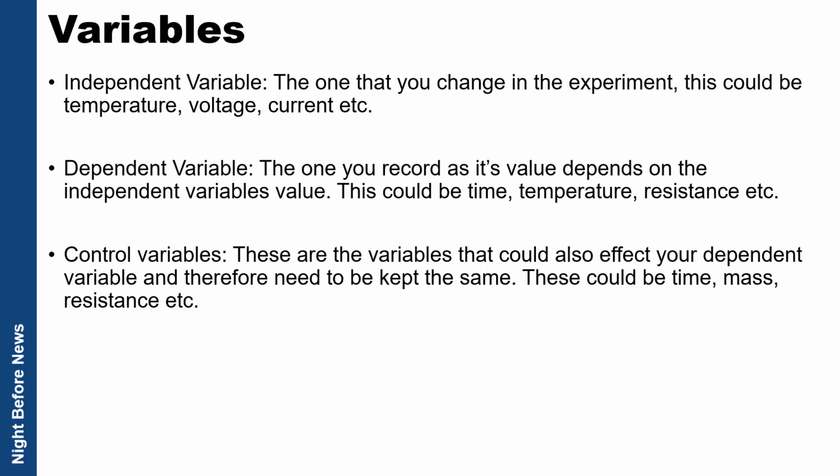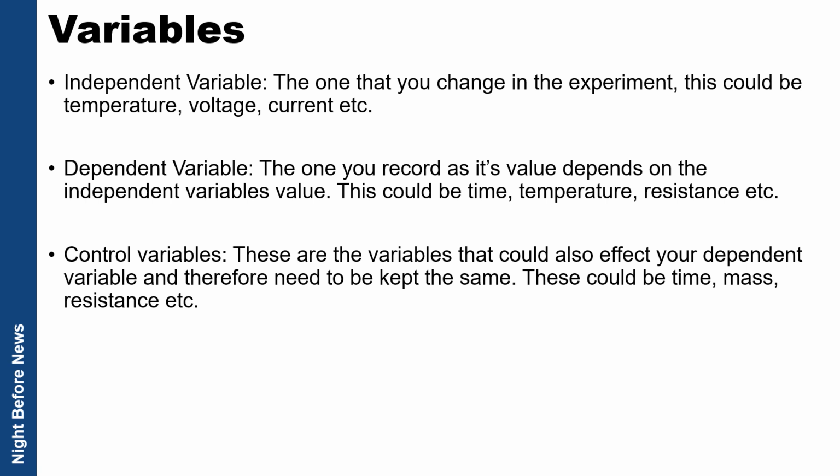Again, understanding variables is important for Physics Paper 1, remembering that your independent variable is the one that you choose to change in the experiment. So for example, altering the length of a piece of wire in a resistance experiment, that would be your independent variable. You would choose those values, 10 centimeters, 20 centimeters, etc.